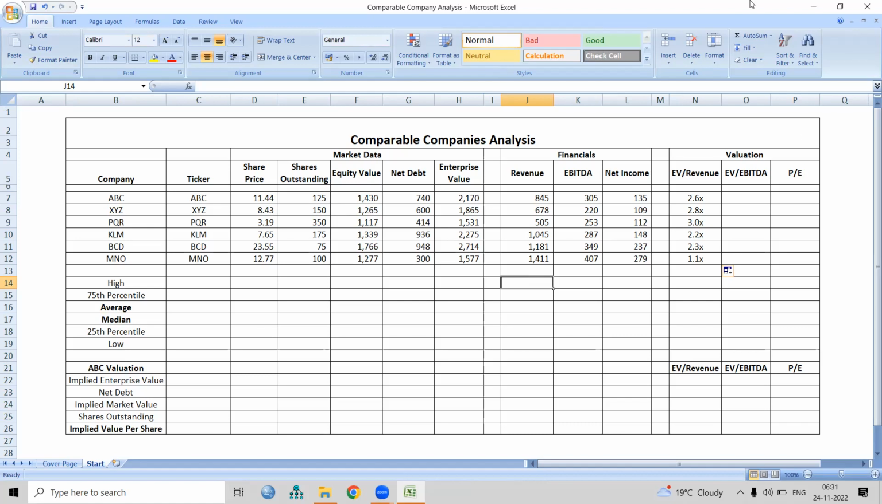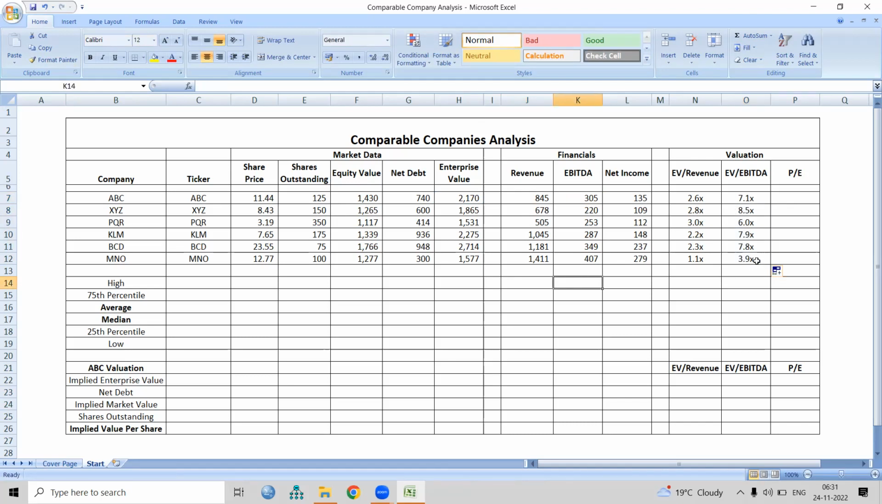In the same line, let's find out EV divided by EBITDA. How do you find out EV divided by EBITDA? That is the enterprise value, which is in H7. Divide this by the EBITDA value, which is K7. H7 divided by K7 will give us the EV divided by EBITDA value. So let's drag it towards the bottom.